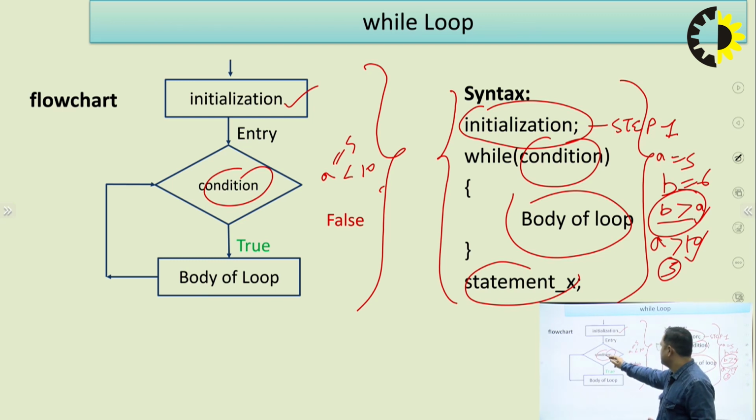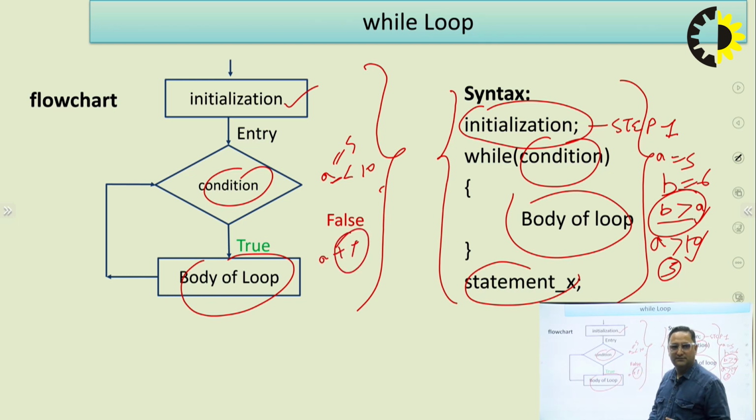So the condition is met, of course, true. The body of the loop gets executed and the increment on this variable happens. Let's suppose you have written a plus plus. This is the increment, the increment decrement operator. Within the body of the loop, this value is incremented. Initially it was 5, now it is 6. 6 is less than 10, again the condition is true. So it happens like this.